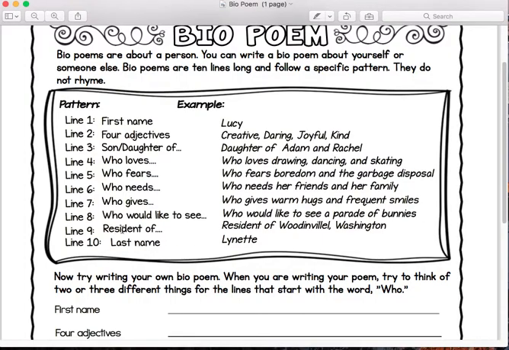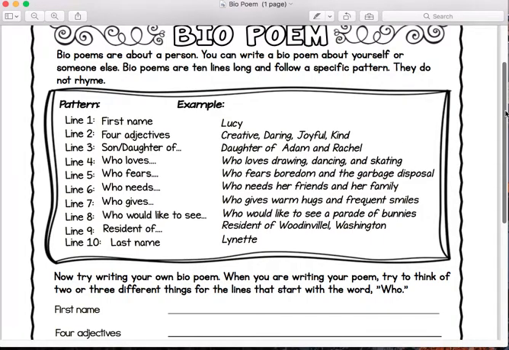Who is a resident? So this means, where do you live? So it's a resident of Woodinville, Washington. And her last name then, Lynette. So this person's name is Lucy Lynette, and all the things in this poem sort of describe her.